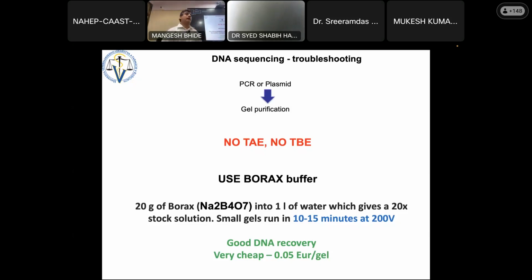Now you will see the parameters over here. 200 volts minimum. You can go to 300 volts. Normal volts are 180 or 120. You run 180 volts; we run a minimum of 200 volts. And when we compare the recovery, it is more than with TBE and TAE, because it directly influences your gel band or DNA binding to the membrane.